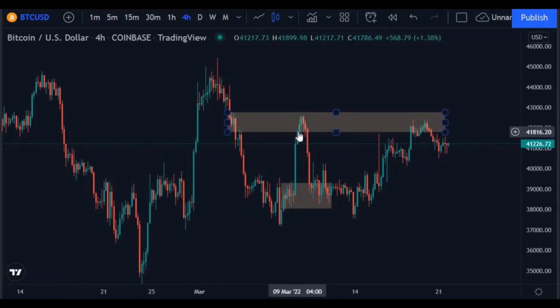Now, entering into a trade is generally broadly divided into two, depending on the type of traders. There are those that we have, the no confirmation entry traders.